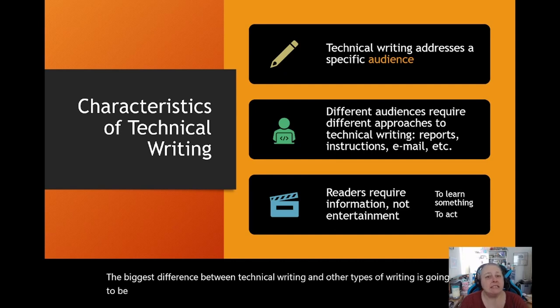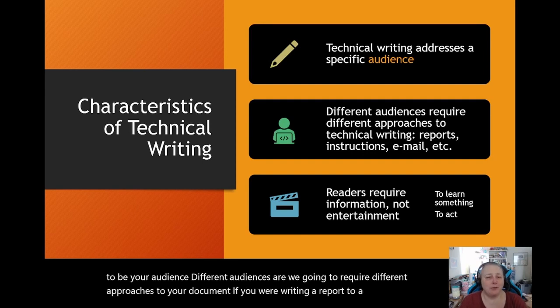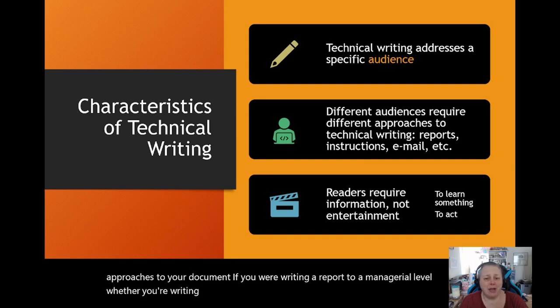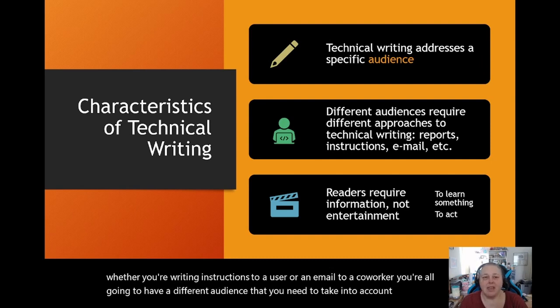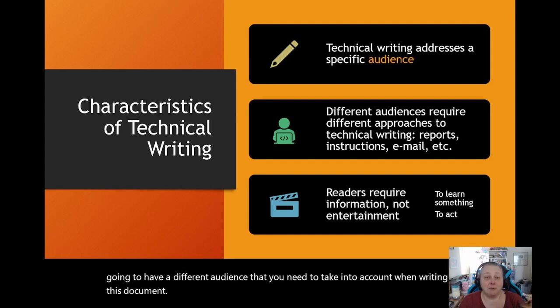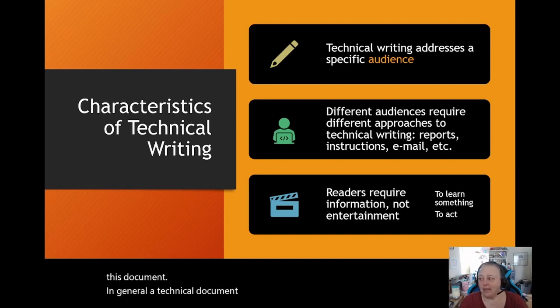The biggest difference between technical writing and other types of writing is going to be your audience. Different audiences are going to require different approaches to your document. If you are writing a report to a managerial level, whether you're writing instructions to a user or an email to a coworker, you're all going to have a different audience that you need to take into account when writing this document.